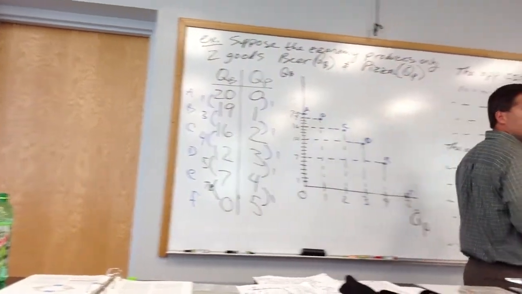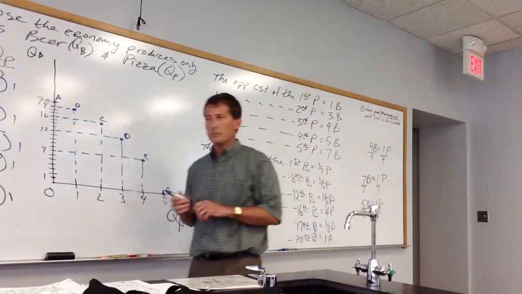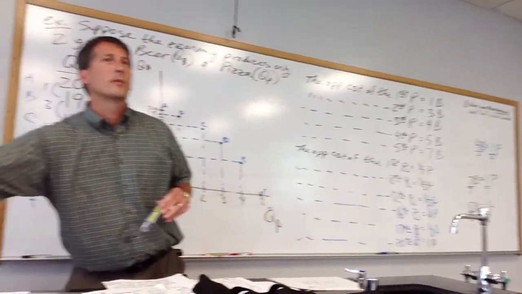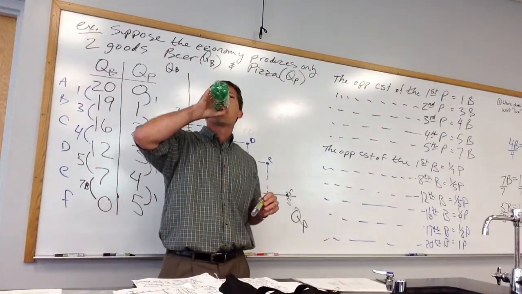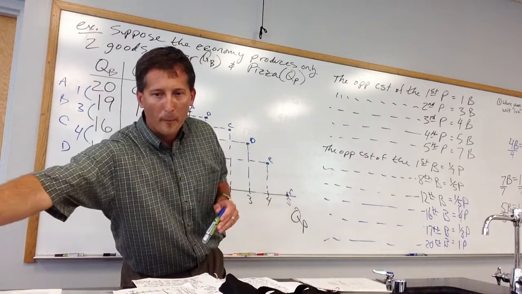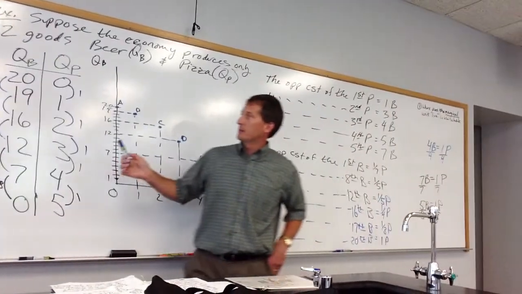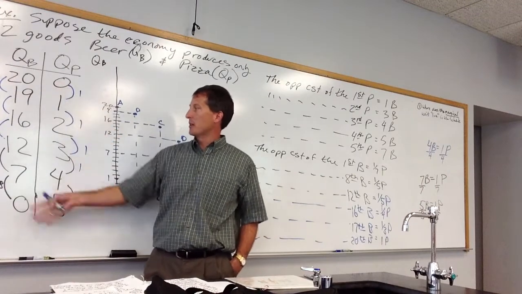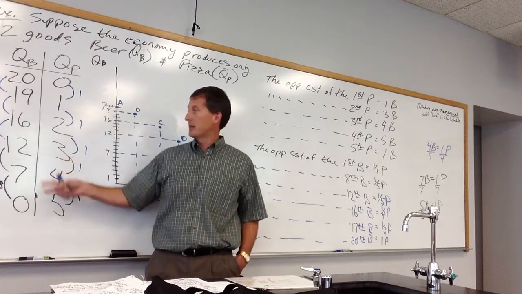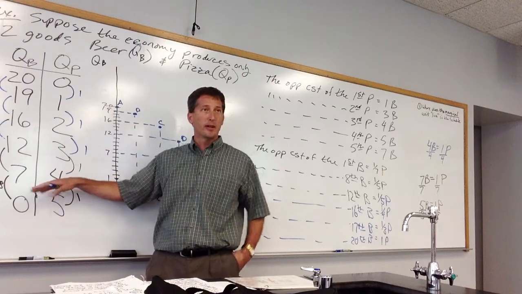So when you're looking at the opportunity cost of pizza, you look just at the first numbers, and when you're going on to the opportunity cost of beer, you only look at the side numbers. Well, you're always looking at both numbers, the trade-offs from going from one to the other.